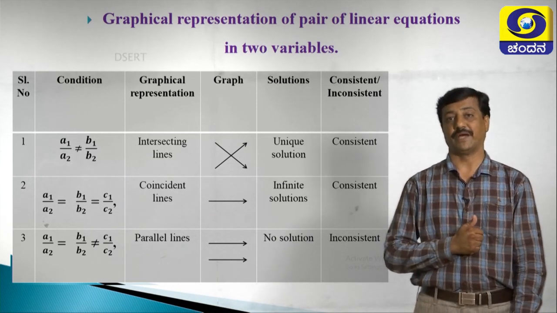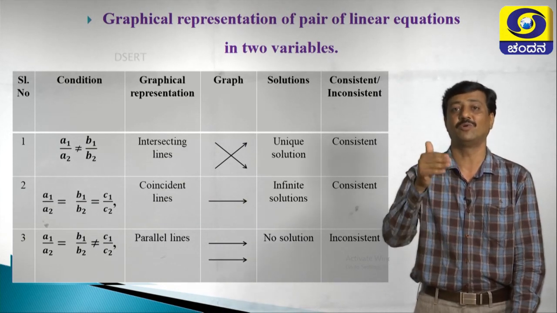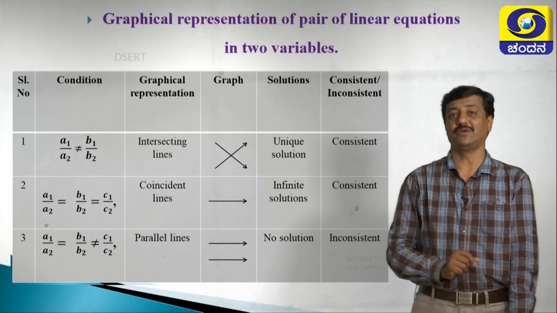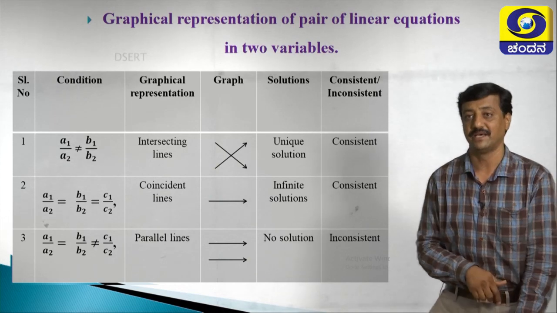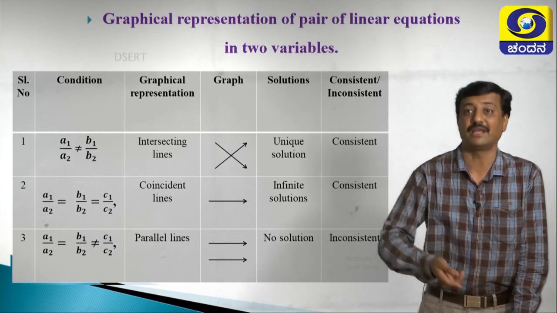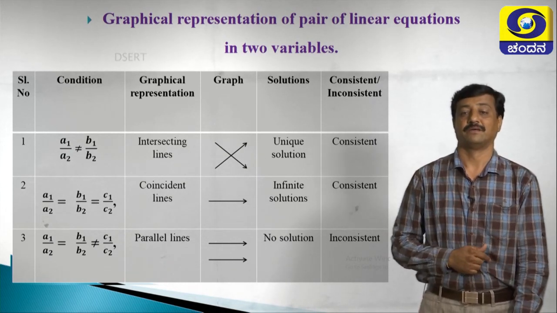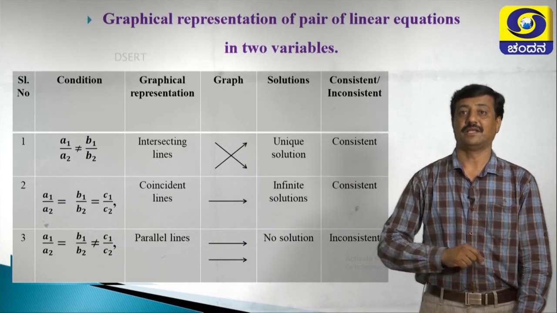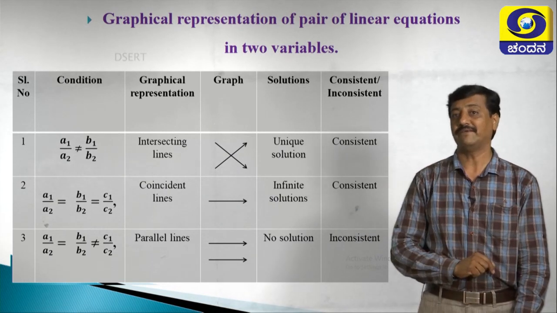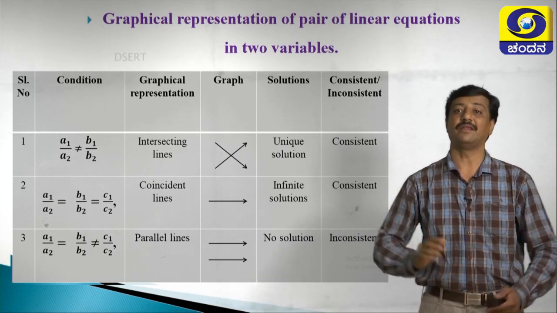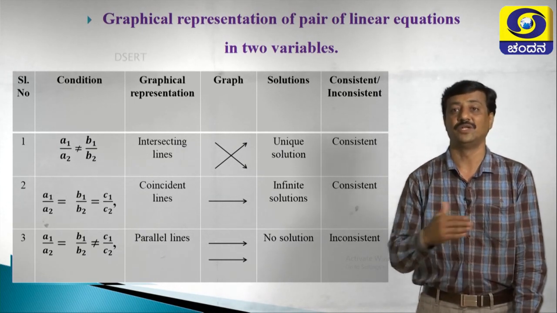When it comes to the last point, the values of a1 by a2 equal to b1 by b2, but not equal to c1 by c2. The first two values are equal, but the third value c1 by c2 is not equal to the first two. If that is the case, the graph is parallel lines. You can see the fourth column, the lines are parallel to each other. Is there any common point in the graph? No. The two lines are parallel lines, hence there is no common point at all for the two lines, hence the pair has no solution.